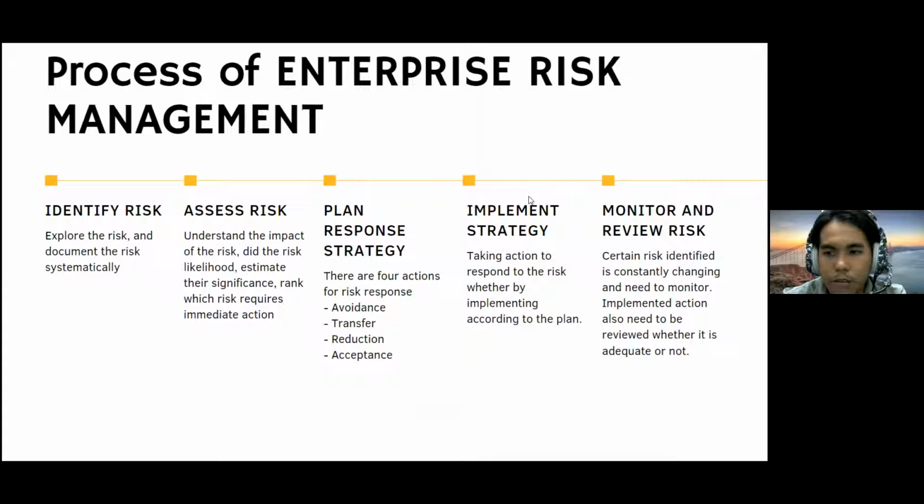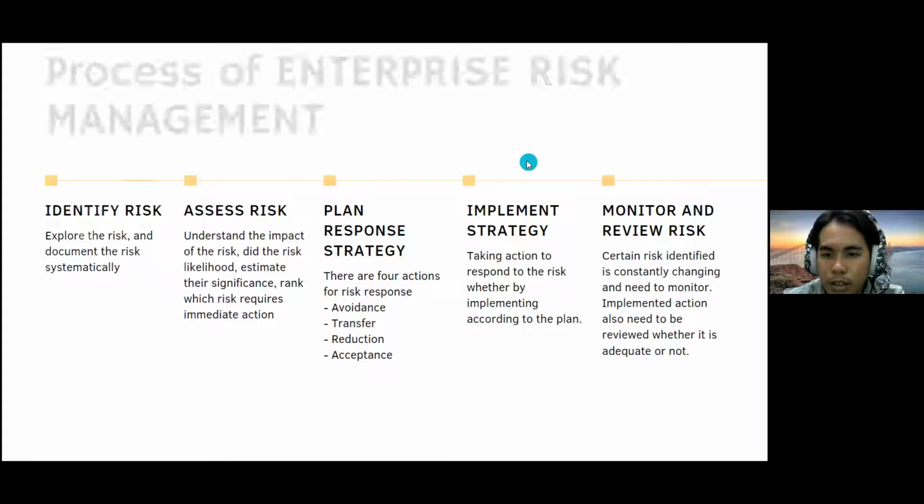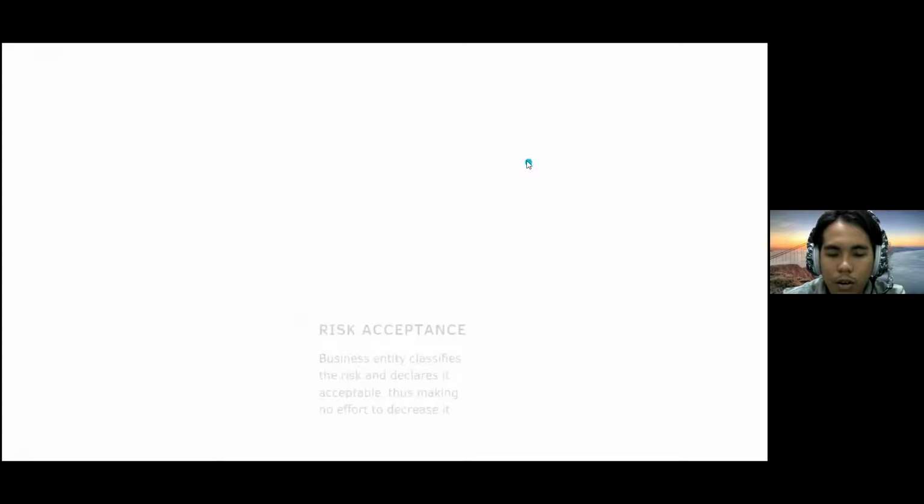Okay, let's continue. So the first one is identify the risk. So the company or each department needs to identify what their risks are. And after identifying, they should document it for further assessment. So secondly is to assess the risk. To assess the risk, we need to study and understand the impact of each risk. So is the risk likely to occur or not?